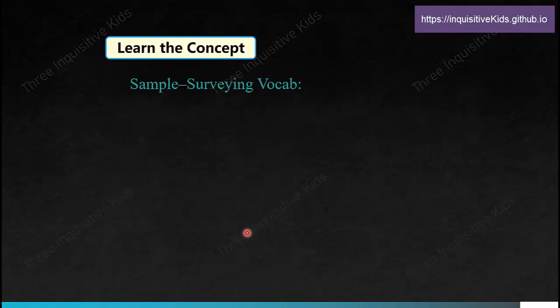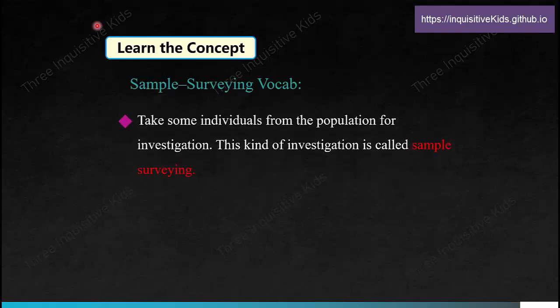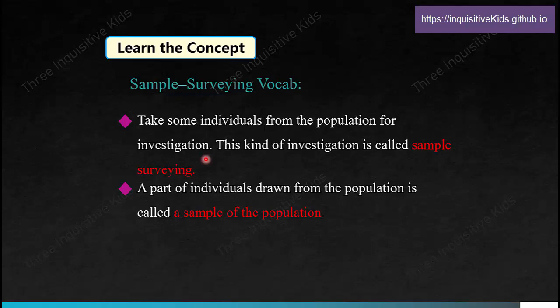So let's learn the concept. Sample surveying, vocab: taking some individuals from the population for investigation, this kind of investigation is called sample surveying. So sample surveying is when you take a few individuals from the whole population and take those as the representatives of the whole population. Just read its name and you'll get it. You're just surveying a sample, because these so-called representatives are just a sample of the whole population. A part of individuals drawn from the population is called a sample of the population.